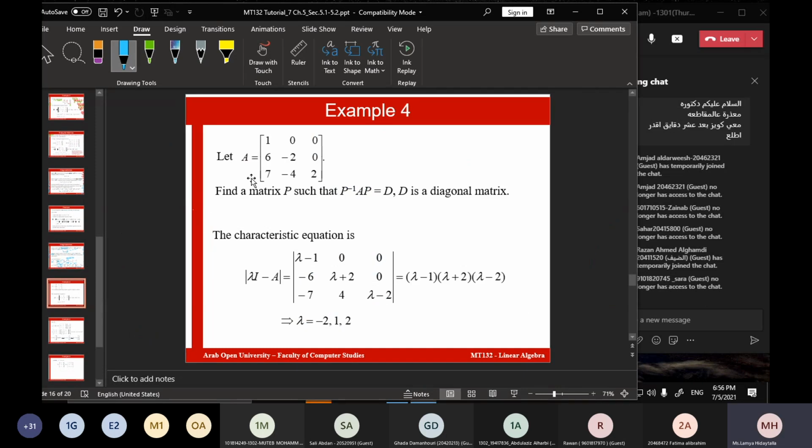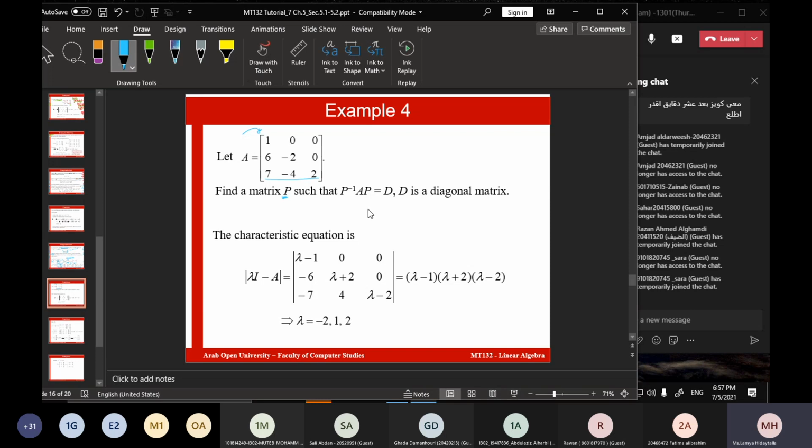Clear? Here are some examples. Let A be this matrix. Find the matrix P such that P inverse times A times P is equal to D, where D is a diagonal matrix. So if I want to find the matrix P that diagonalizes this matrix, first the eigenvectors of this matrix should be linearly independent, and I should find them first. How should I find them? First, the matrix that I have been given is lower triangular.